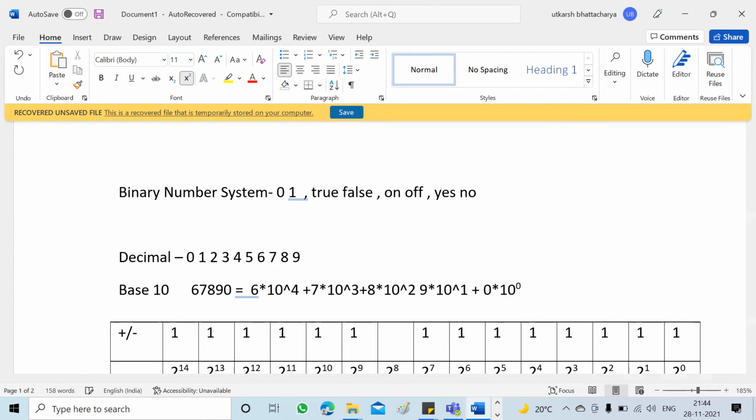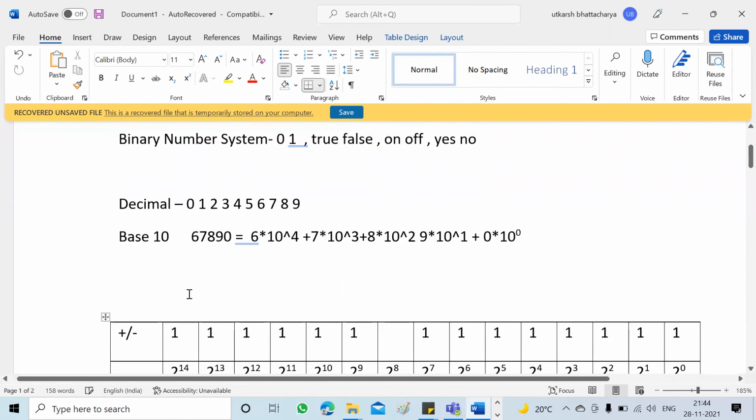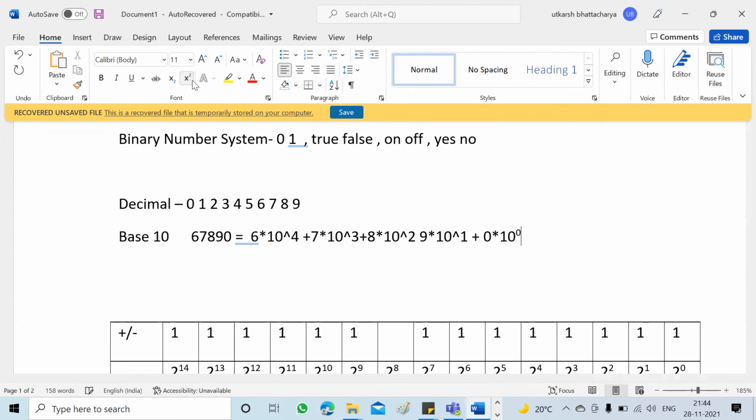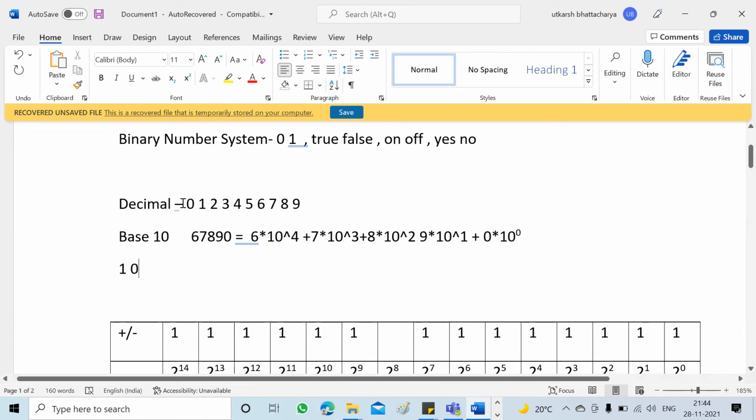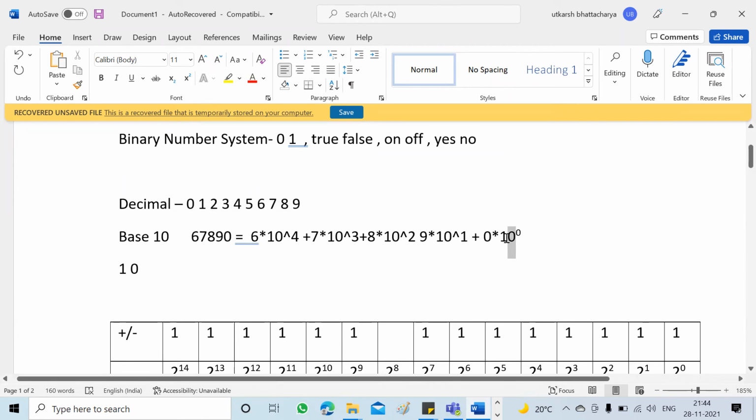Now we have a different system, that is the binary system. Let's see how it works. Like I told you, the binary system has only 2 elements. The decimal system has 10 elements, so it has a base of 10. The binary system has 2 elements, so anyone can tell me what is going to be the base of this system?